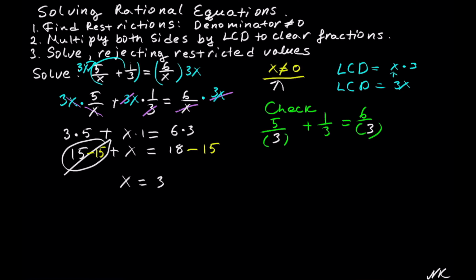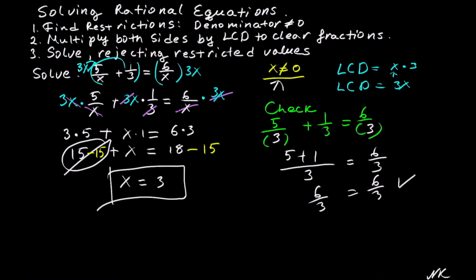We have common denominators on the left, which is 3. And let's bring numerators together. So we have 5 plus 1 over 3 equals 6 over 3. And this will give us 6 over 3 equals 6 over 3. This is a true statement, so x equals 3 is our solution. That's all.